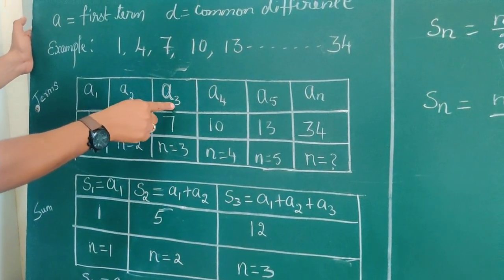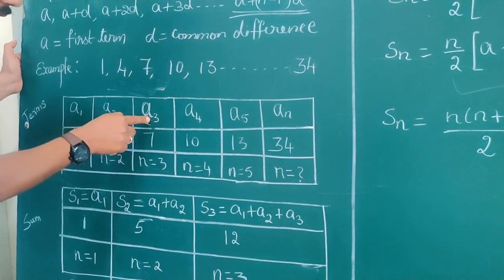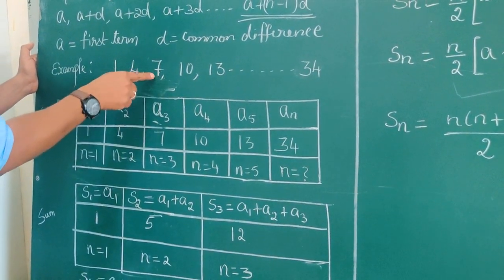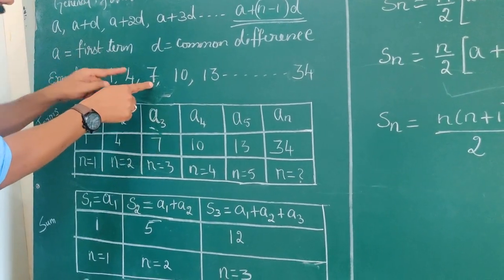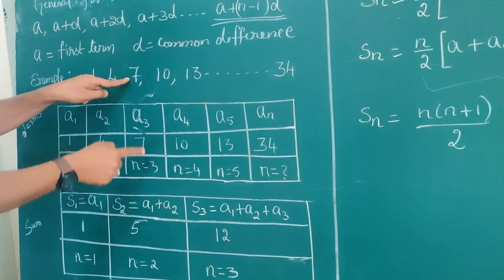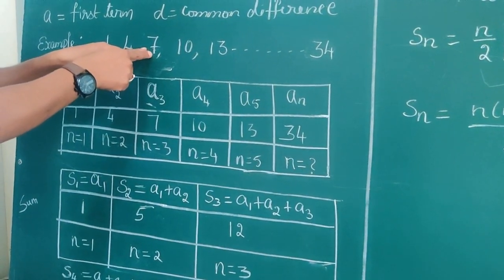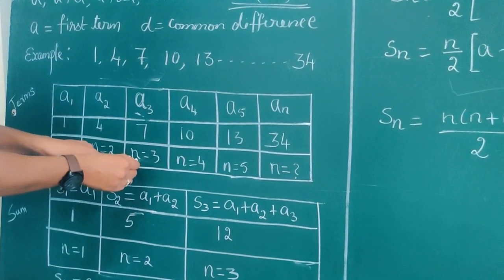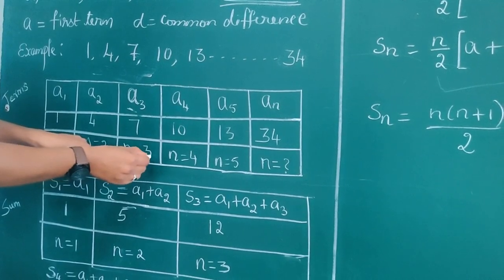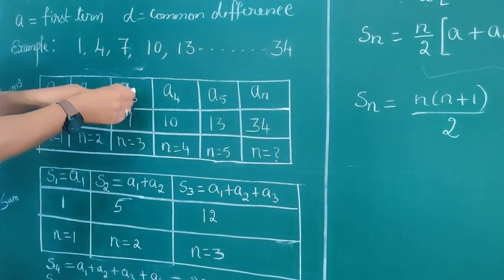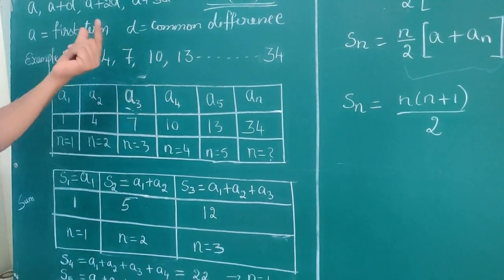A3. When I say A3, it is the third term. What is the third term in the example? It is 7. What is the value of n? n is 3, where A3 equals 7. Why is the value of n 3? Because A3 equals 7 is present at the third place.